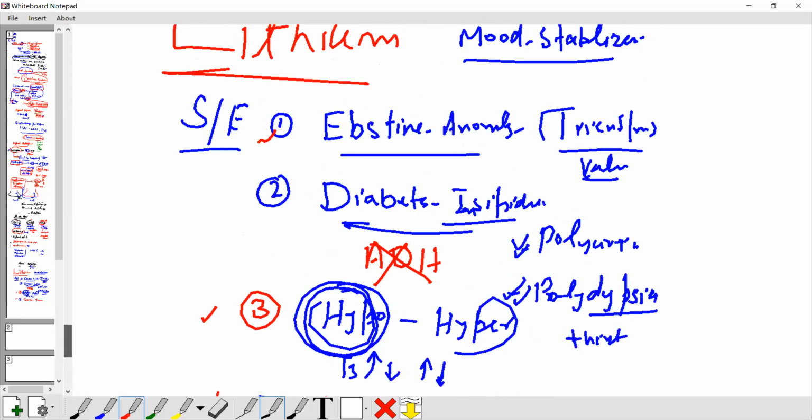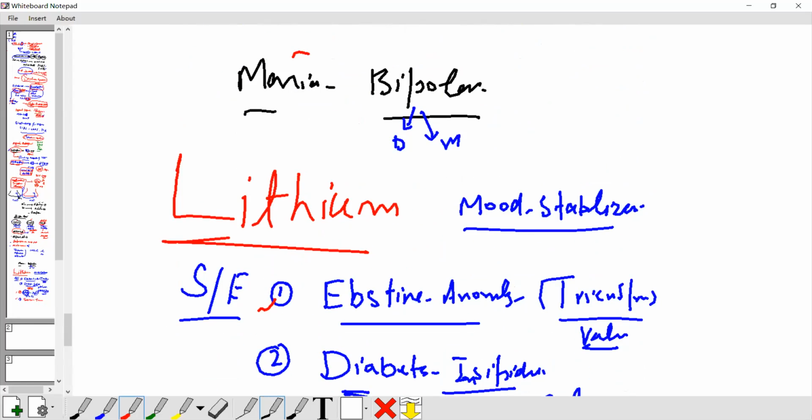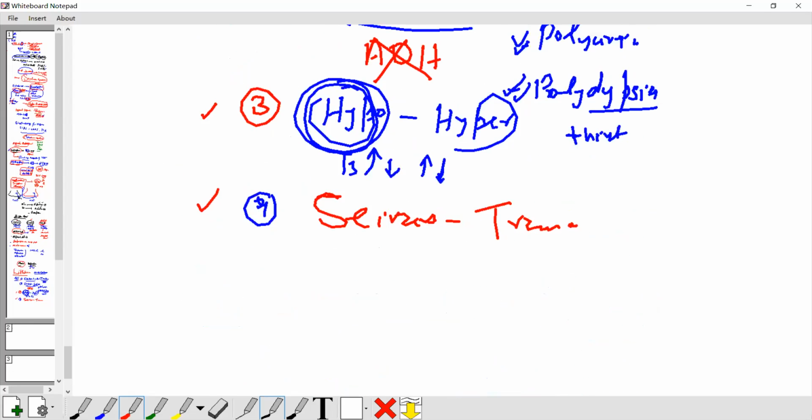For mania, we only have this hope, lithium. For bipolar disorder, lithium is the drug of choice. Okay, must keep in mind. Lithium is the drug of choice. And what are the side effects? Ebstein anomaly, diabetes insipidus, hypo and hyperthyroidism, and the last one, seizure or tremors. Okay, so all about depression and mania is done. This chapter is done.